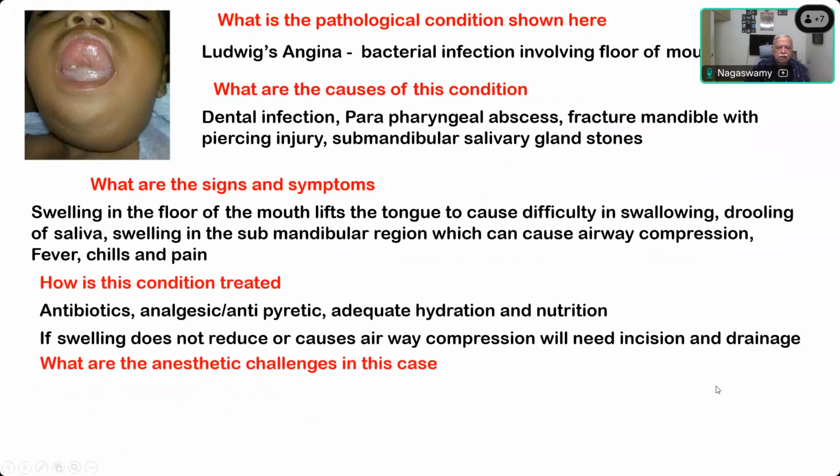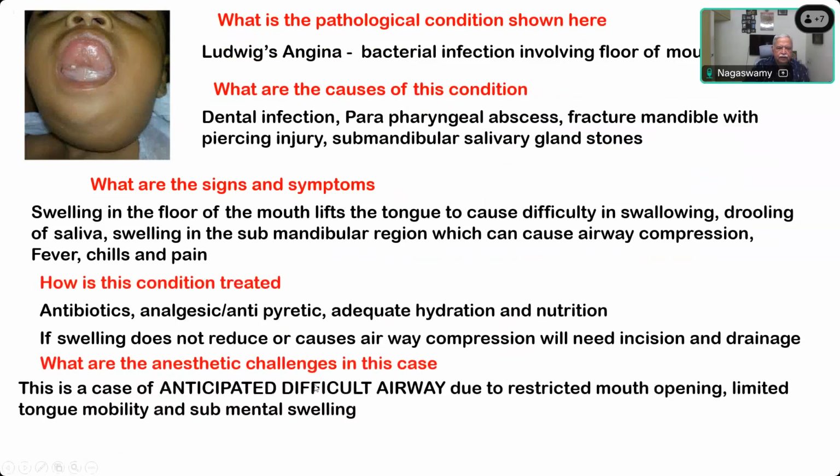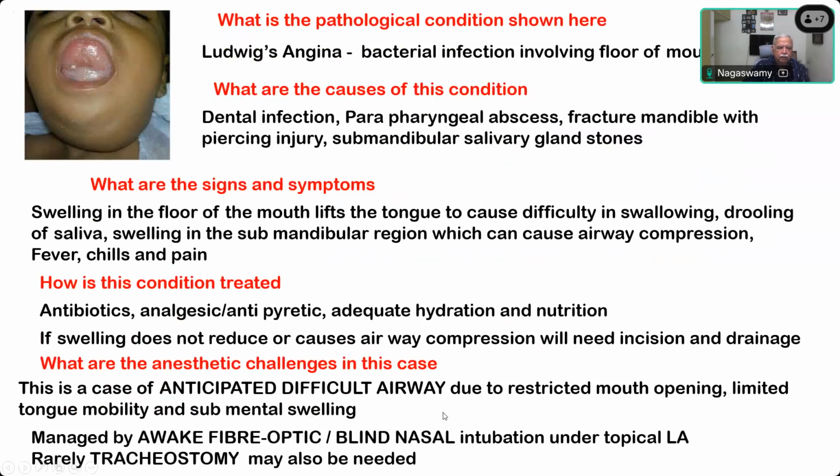Difficult airway. Okay, this is a case of anticipated difficult airway due to restricted mouth opening, limited tongue mobility, and submental swelling. So, managed by either awake fiber optic or blind nasal intubation under topical LA. Rarely, tracheostomy may also be needed in these cases.